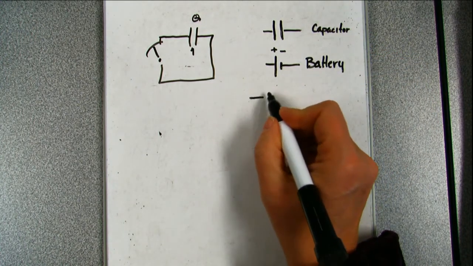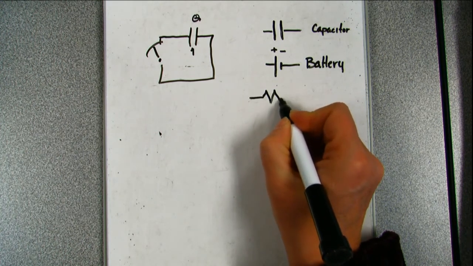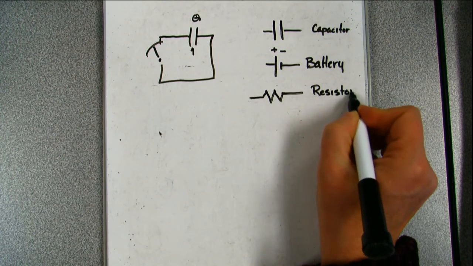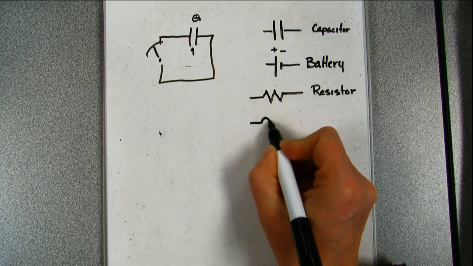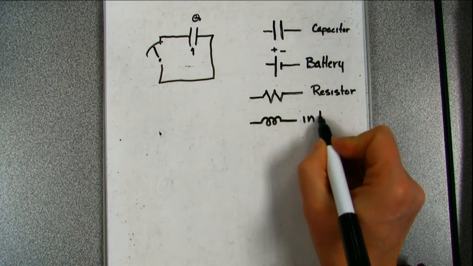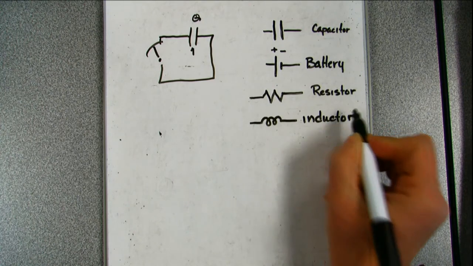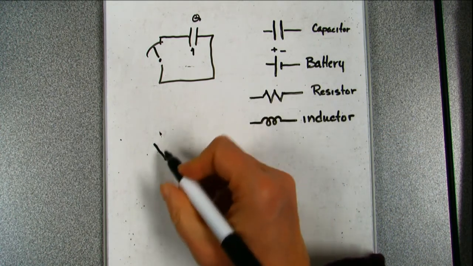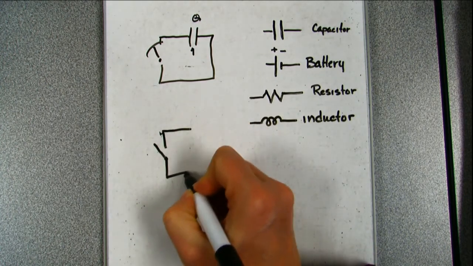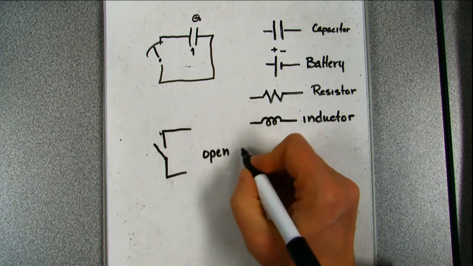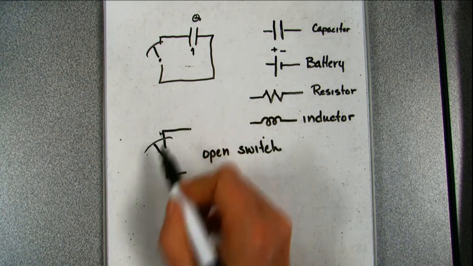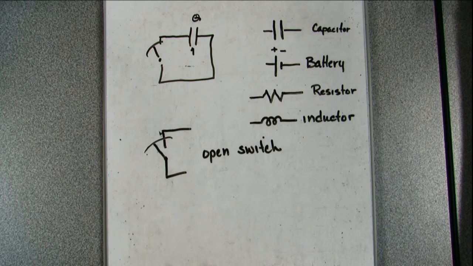We're also going to start seeing, if you haven't already in lab, this is a resistor. You'll see things that look like this. This is an inductor. A switch is usually represented like this, and this is an open switch. And sometimes they will draw it with a little arc to it.